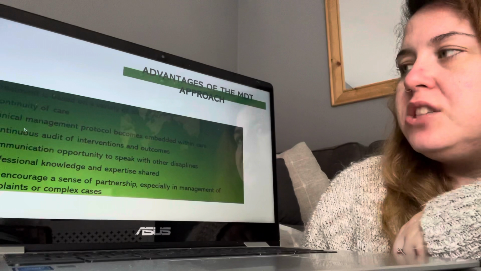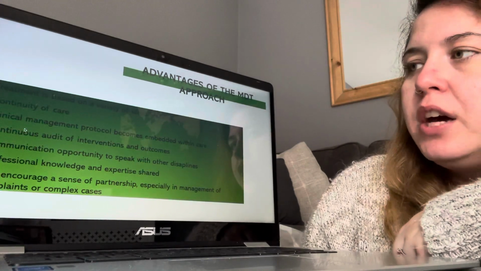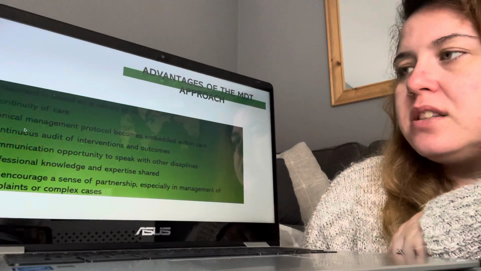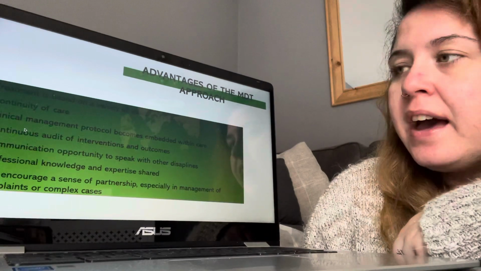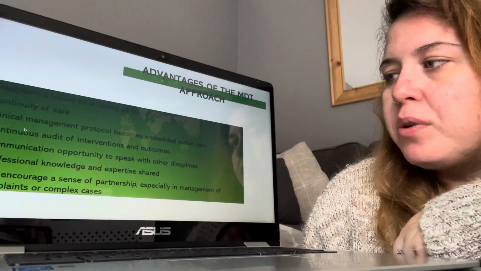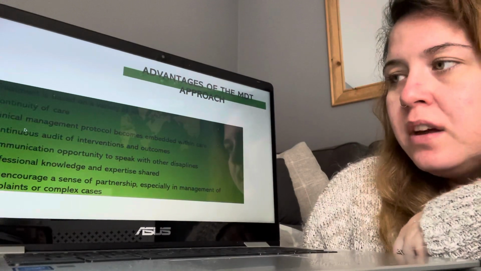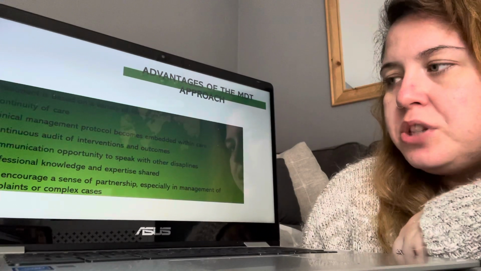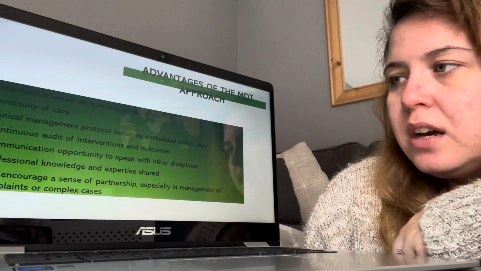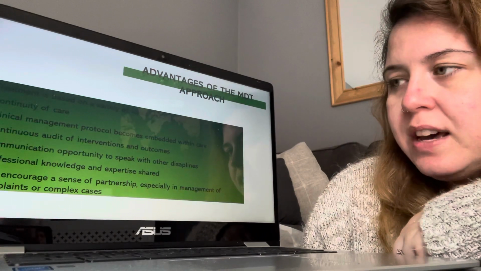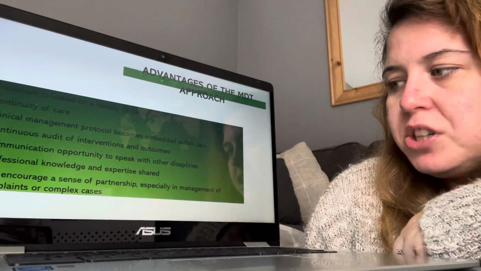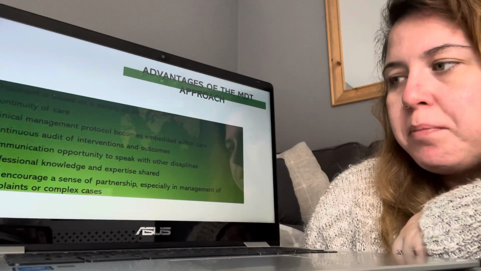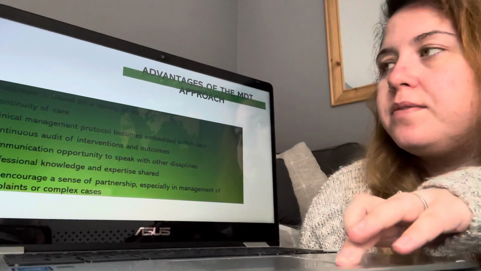So some of the advantages of the MDT approach. Treatment is based on a variety of ideas and opinions, continuity of care, clinical management protocol becomes embedded within this care, continuous audit of interventions and outcomes, communication opportunities to speak with other disciplines, professional knowledge and expertise shared, and it can encourage a sense of partnership, especially in management of complaints or complex cases.